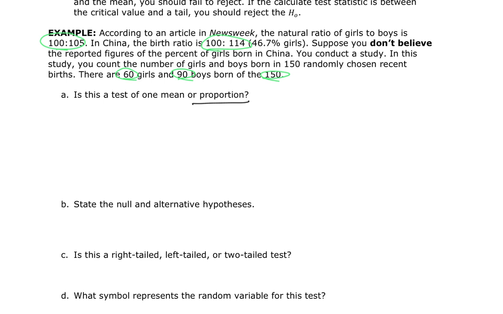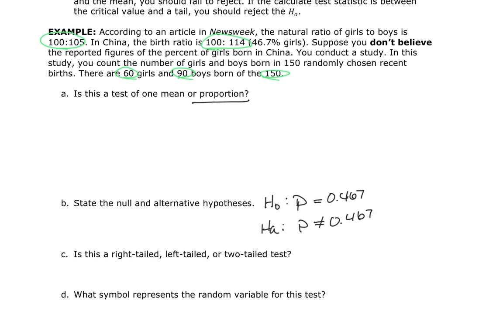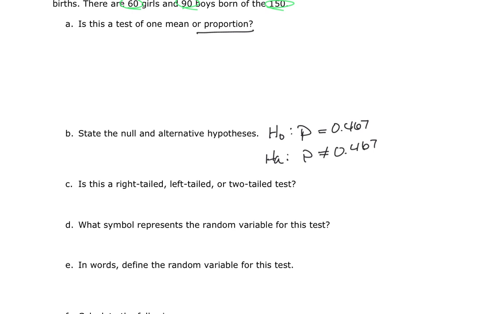So now we're going to state the null and the alternative hypothesis. I'm going to just choose girls as my P, and so my Ho is the status quo, and we're looking at China. So my P, it's not rho, it's not P hat, this is in terms of the population. We're going to say it is equal to 0.467. That is the status quo. That means the Ha is going to be P is not equal to 0.467. And we can tell by our Ha that it's a two-tailed test.